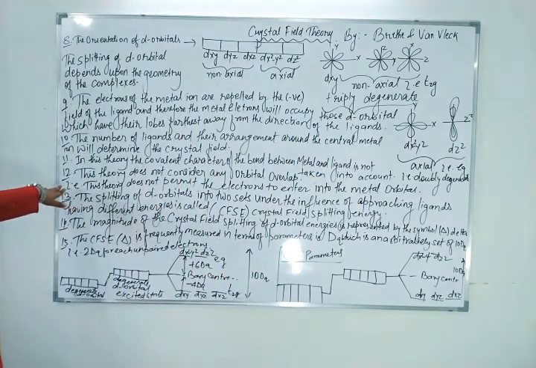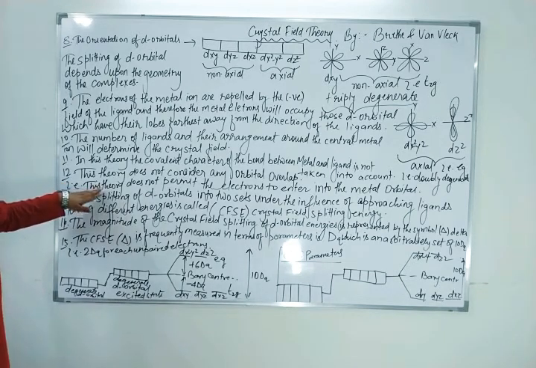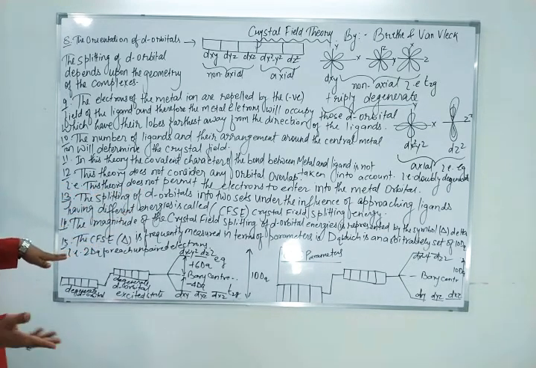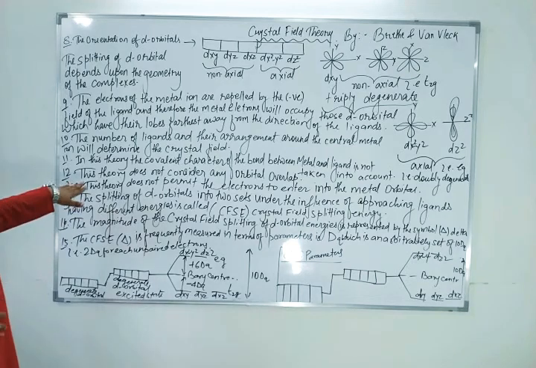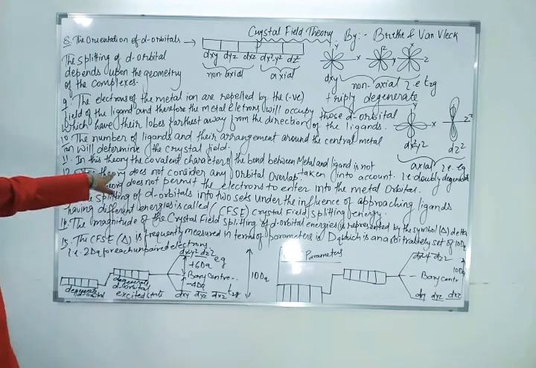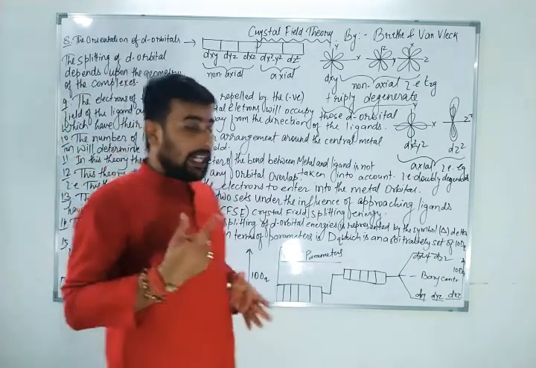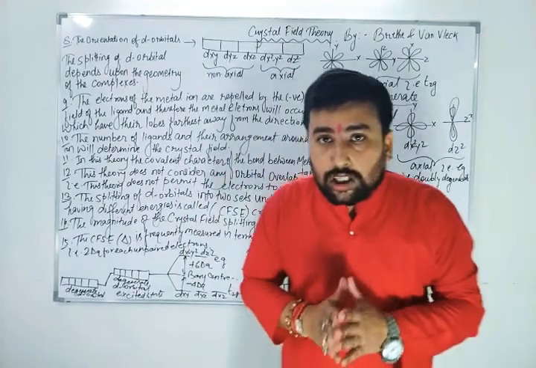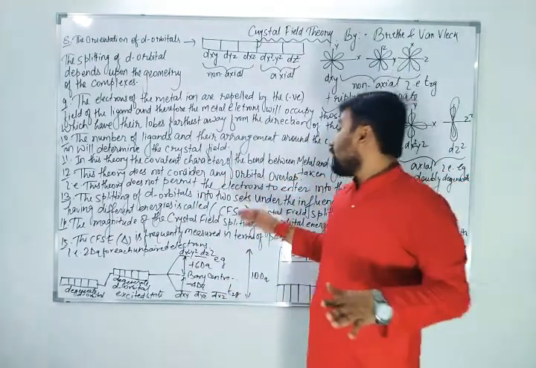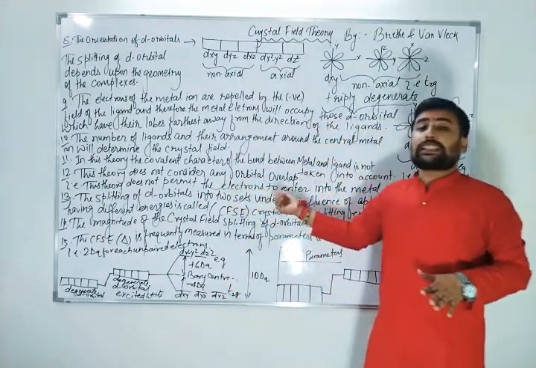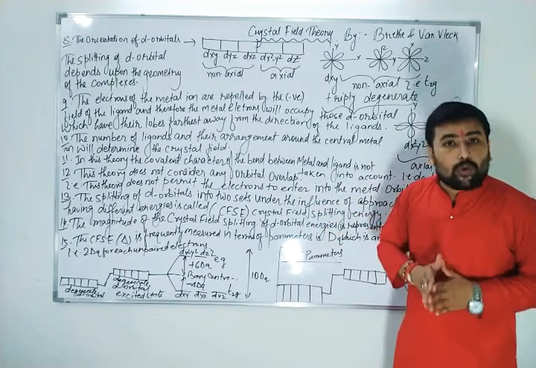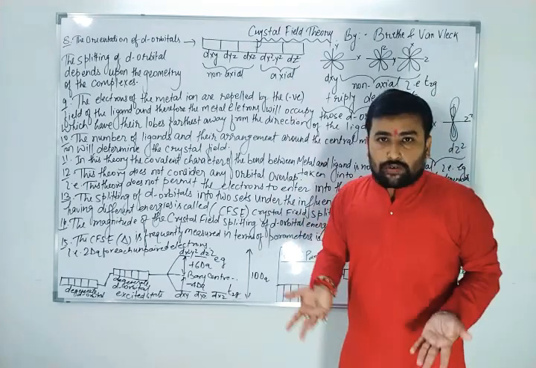Now, a very important point, dear students, which you should remember: this theory does not consider orbital overlap. As I have told you, since it is not a covalent character, this theory does not consider any orbital overlap. Orbital overlap means covalent character.